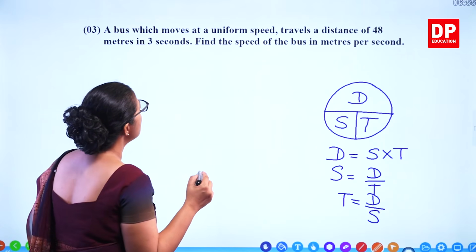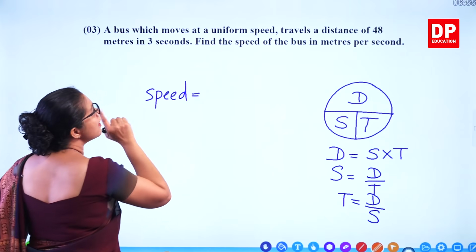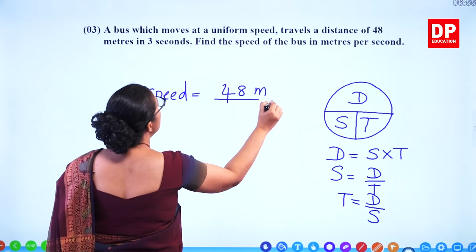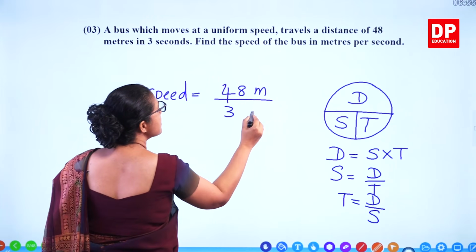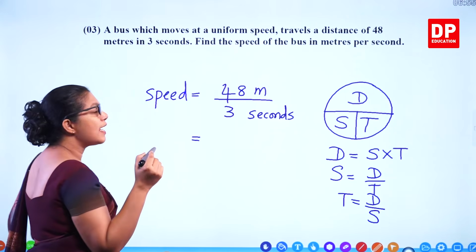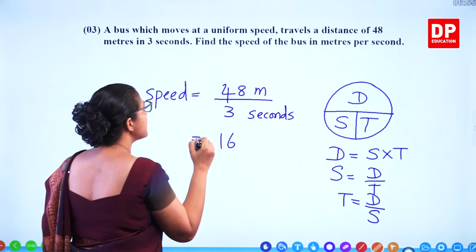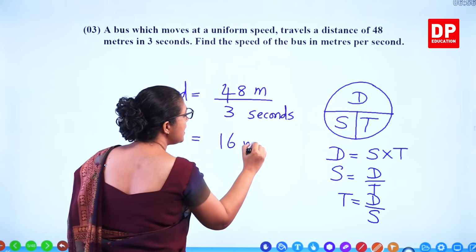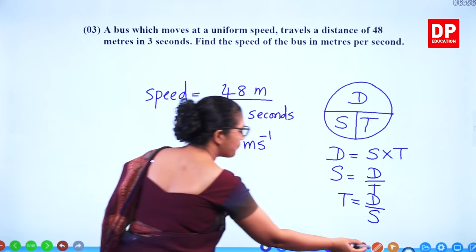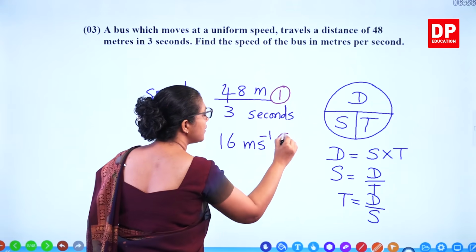So we need to find out the speed. Speed is equal to 48 meters and the time is 3 seconds. So 48 divided by 3, 3 times 1, 3 and 6, 3 times 6, 18. So 18 meters per second. This is how we write down the units. So 2 marks, 1 mark for dividing and 1 mark for the answer.